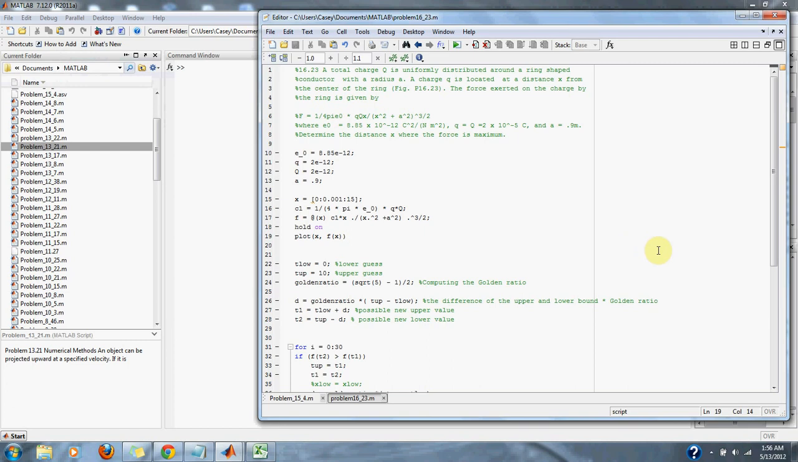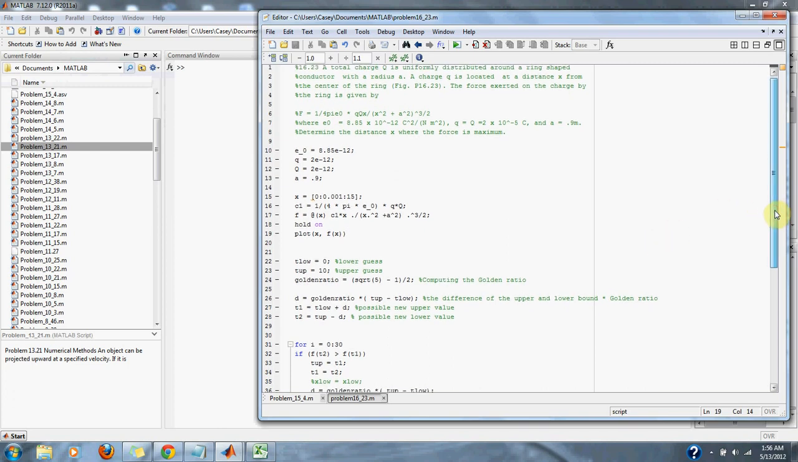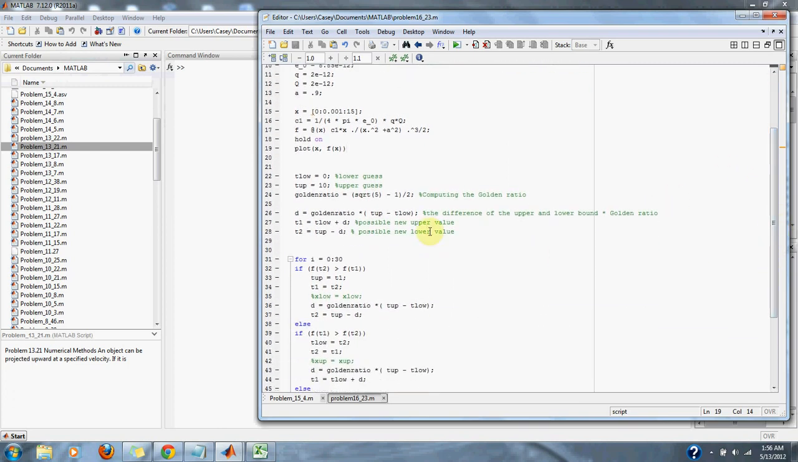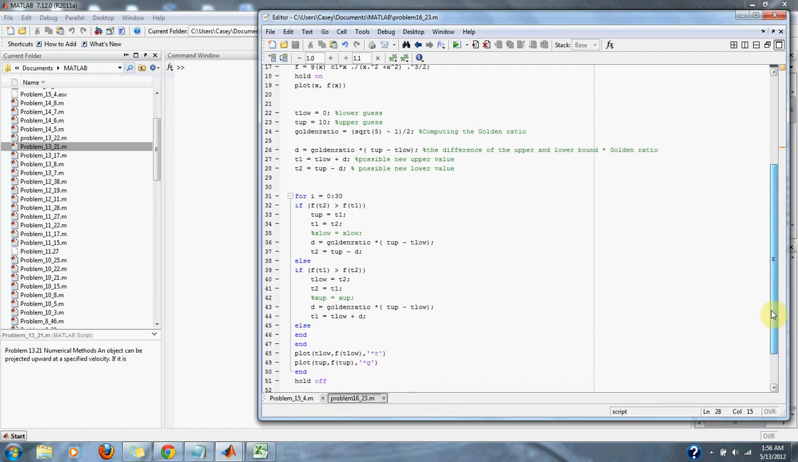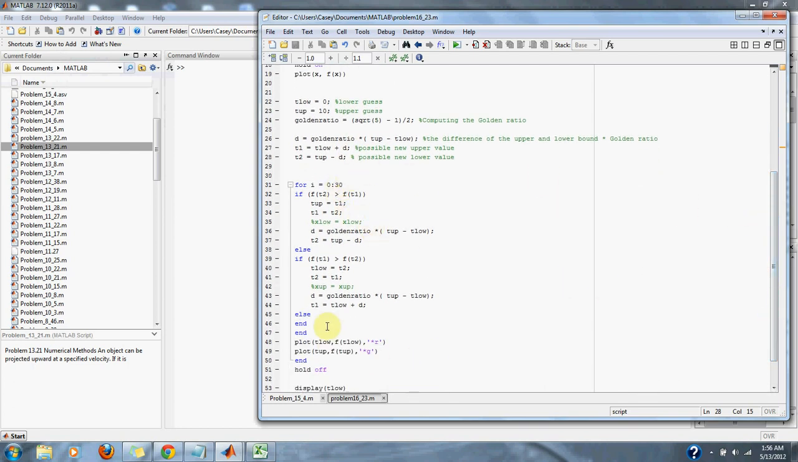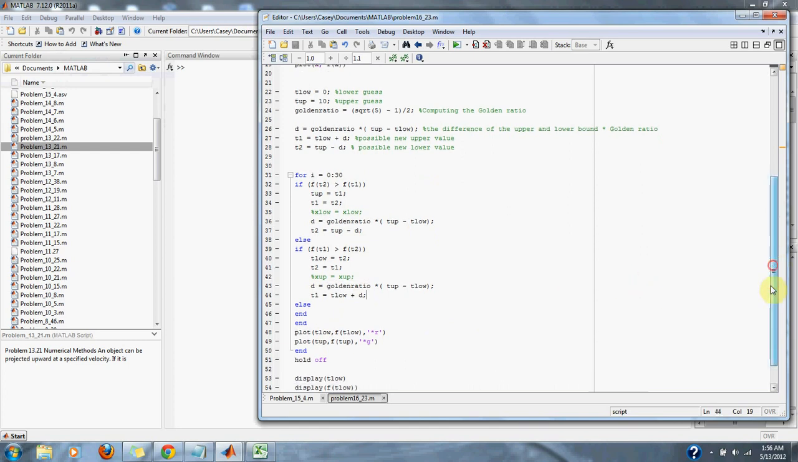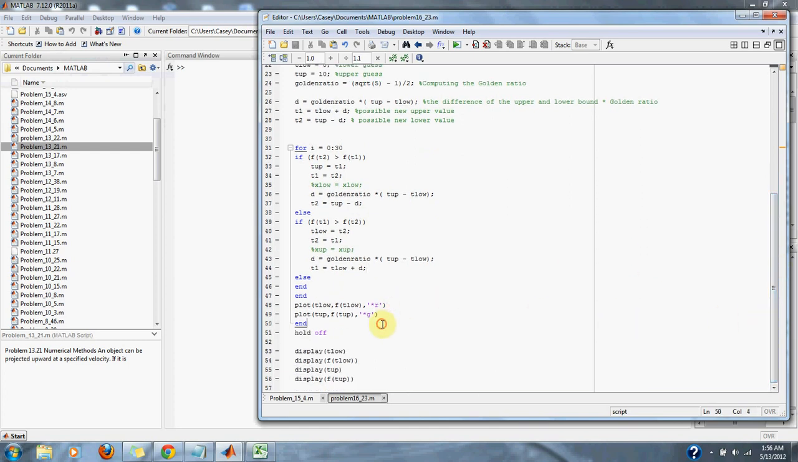I decided to use the golden ratio algorithm again, or the golden section search algorithm. So we get our golden ratio, set up our lower and upper bound, set up our other variables, then we have a loop that checks our constraints. Then we plot our approximation in red and green. So let's plot it.